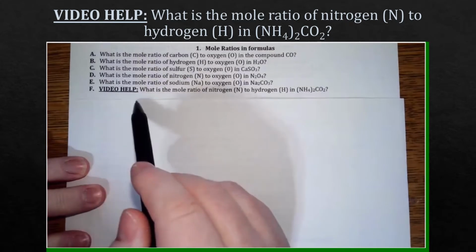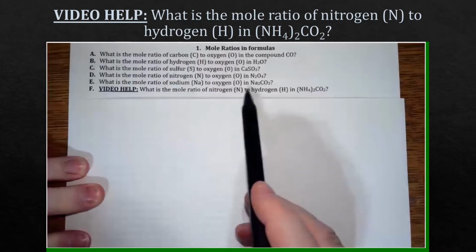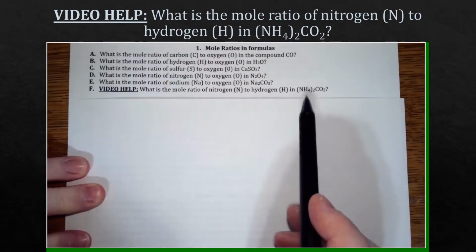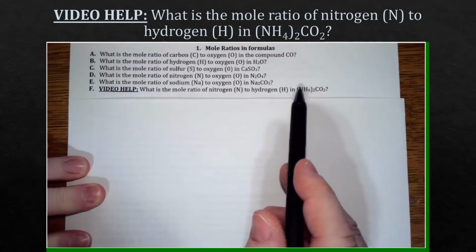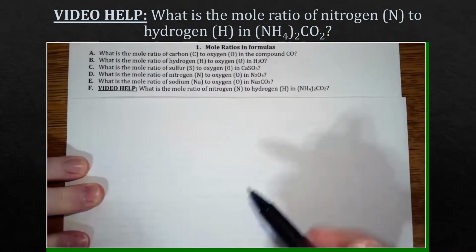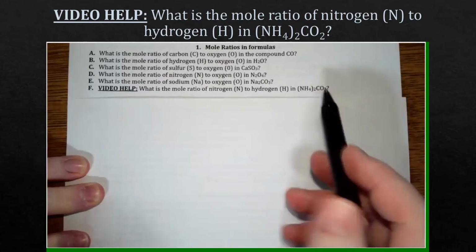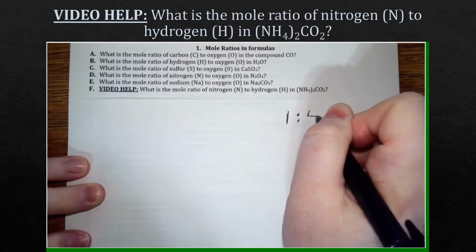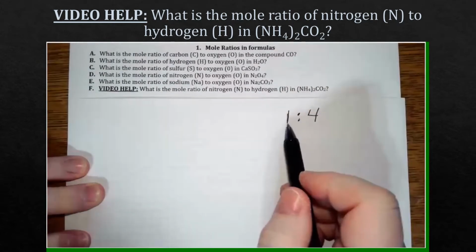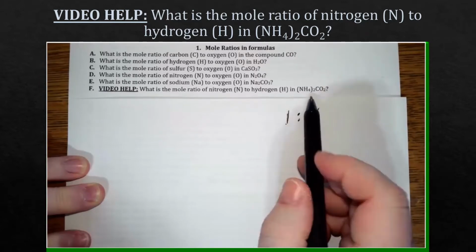Okay, this is the section I'm working with, and this is the problem I'm going to help you with. It says, what is the mole ratio of nitrogen to hydrogen in this formula? Okay, so nitrogen and hydrogen are both inside the parentheses. Let me just show you this two ways. Since they're both inside the parentheses, I have 1 nitrogen and 4 hydrogen. So the ratio of nitrogen to hydrogen inside the parentheses is 1 to 4.